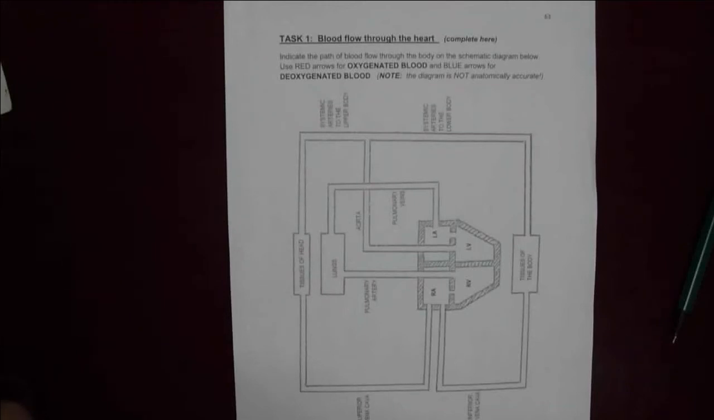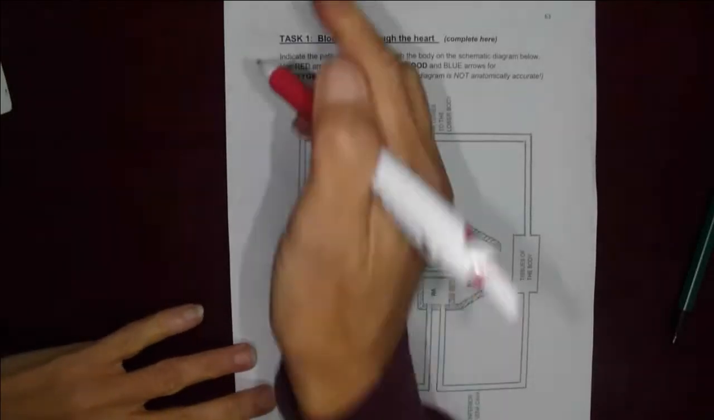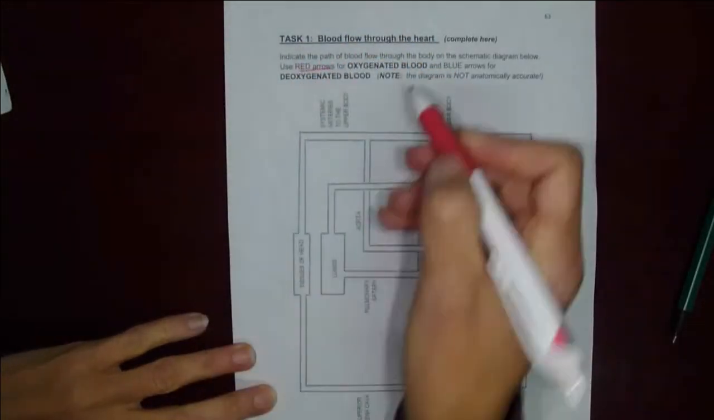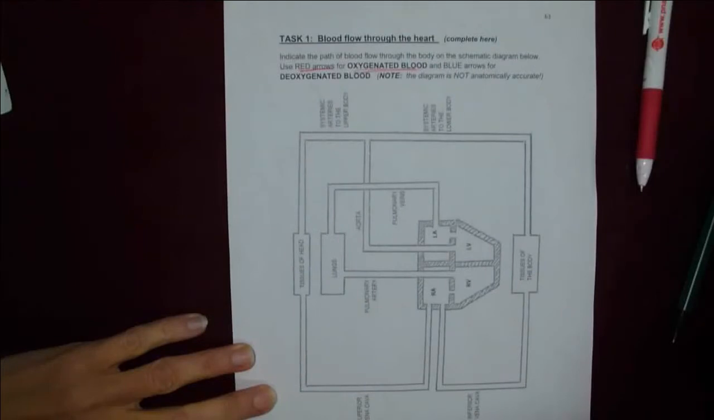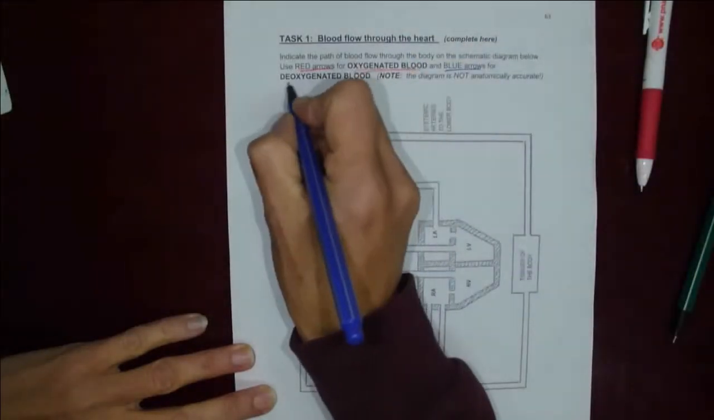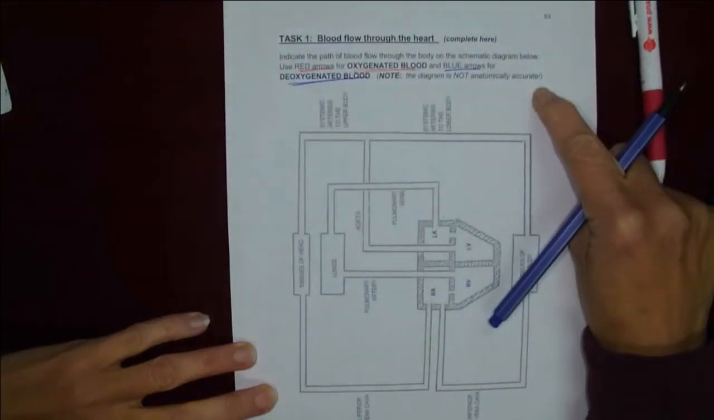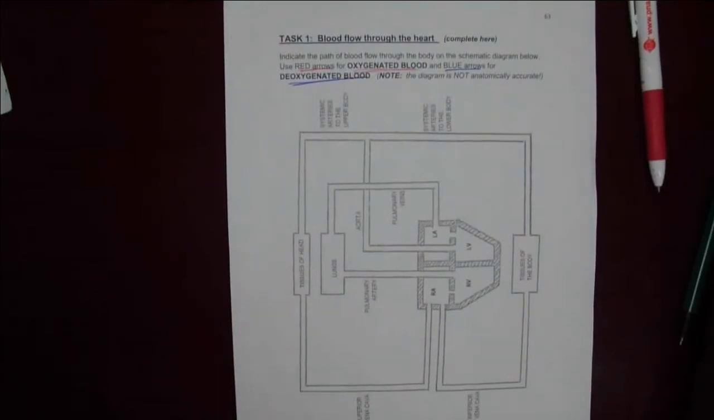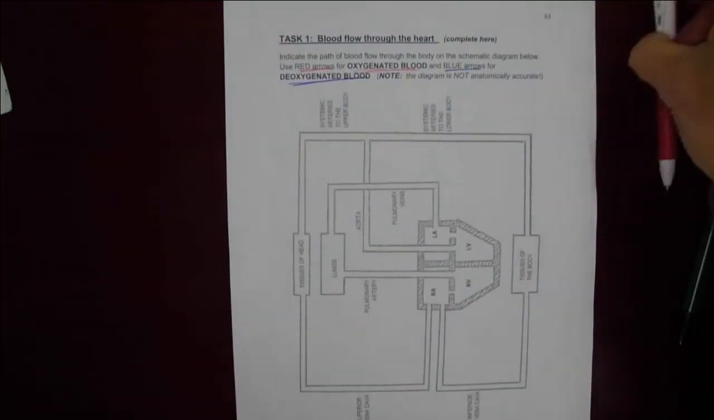Hi grade 9s, I'm just going to take you through the diagram on page 63 where you're trying to work out how the blood flows through the heart and to the lungs and the body. So if you look at the top here, it said we must use red arrows for oxygenated blood and blue arrows for deoxygenated blood. This is not an accurate diagram. It's giving a general idea of how blood flows around the body.